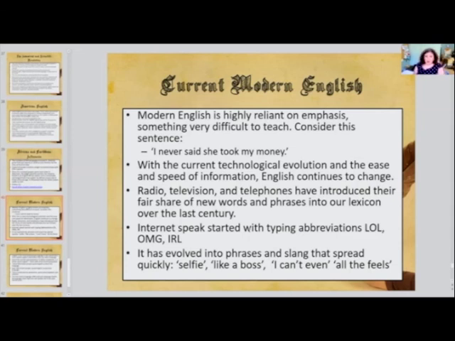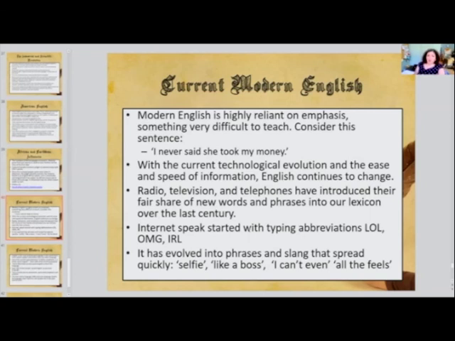With the current technological evolution that we're going through and the ease and speed of information, English continues to change every day. Radio, television, and telephones have introduced their fair share of new words and phrases into our lexicon over the last century. There's a whole new version of internet and text speak that has tons of abbreviations that we use out loud. LOL, OMG, things of that nature. We get all of these slang that's spread incredibly quickly. Slang used to be very regional and now it can be national really quickly.